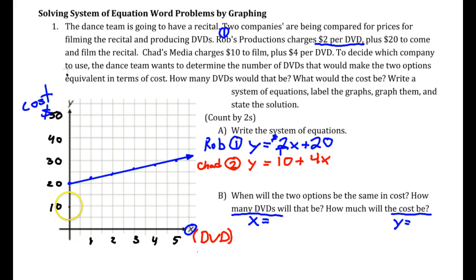Now Chad is cheaper to start off with. He starts off at $10, but goes up $4 for every DVD. So up $4 would be 14 for the first one. 1 DVD would be $14. Two DVDs would be 18. 3 DVDs will be 22. 4 would be 26. And 5 DVDs will be $30.